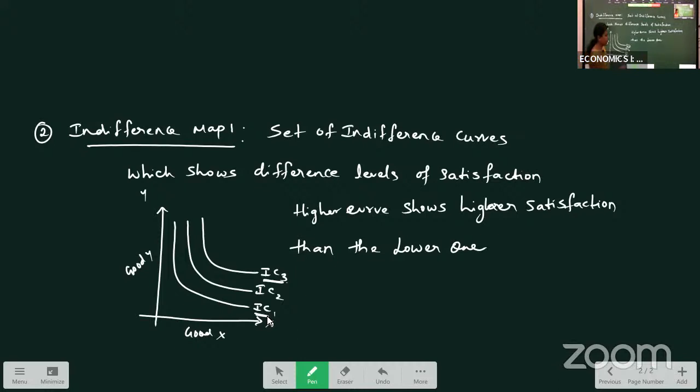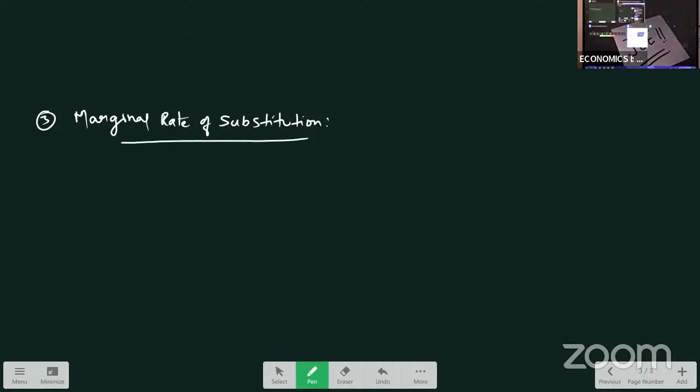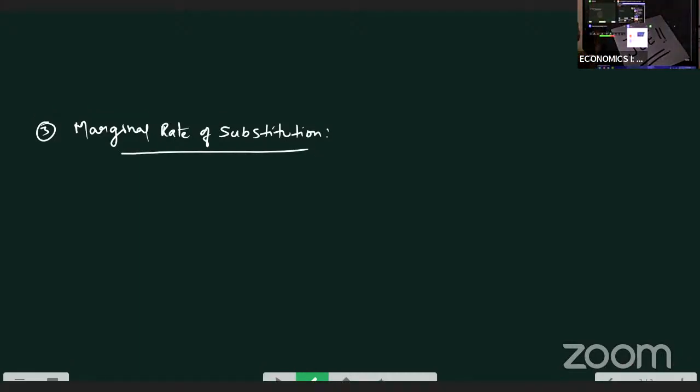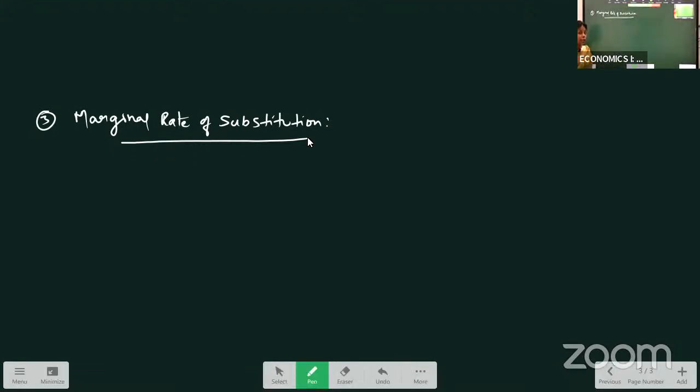Now, the next question we are going to discuss in the same concept, that is the third question, marginal rate of substitution. What is marginal rate of substitution? As the name itself says, substituting. Here in the indifference curve, we are substituting one commodity with another commodity, right?